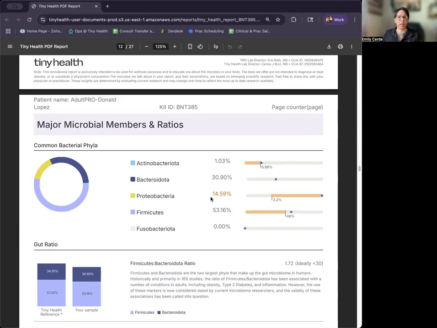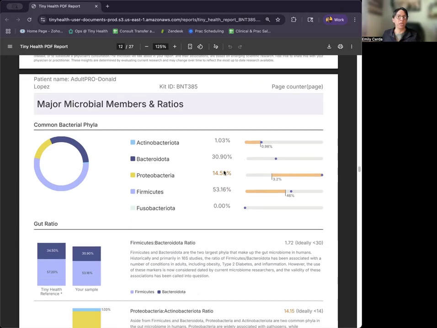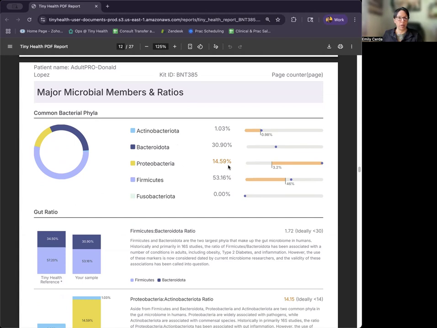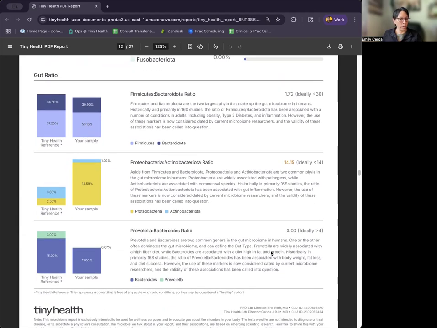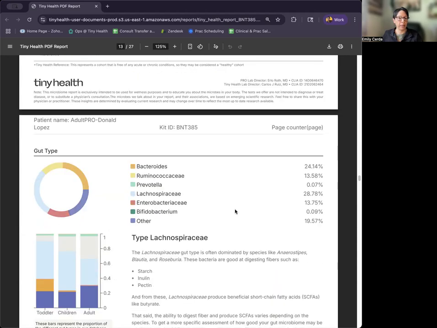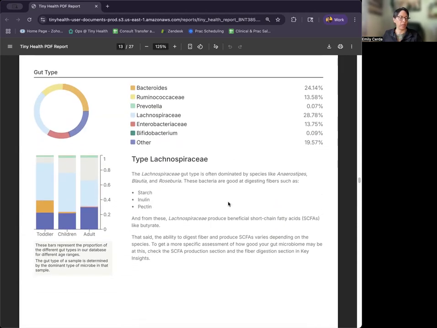So underneath the detailed report, you will come into exactly what phyla are present here in the gut. And we can see again, there's that proteobacteria, those disruptives called out in this particular report. More information on the gut ratios and what this ratio that's out of range may mean. And then we'll get into the gut type.